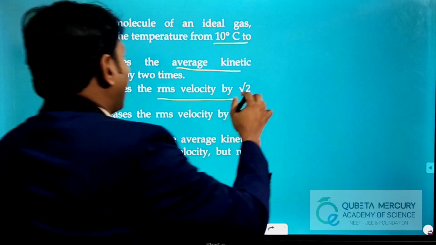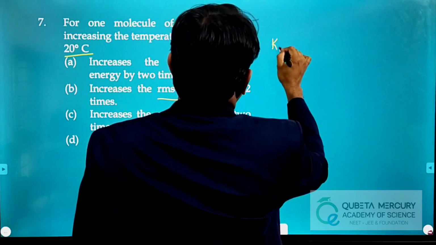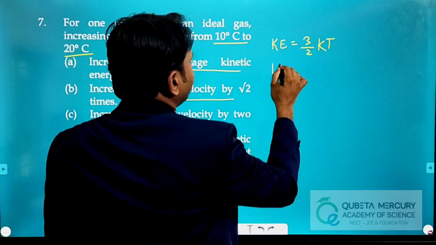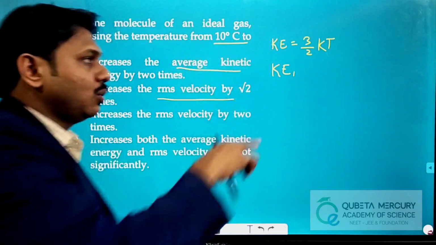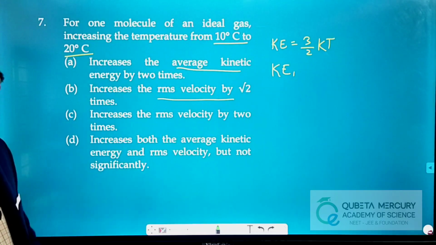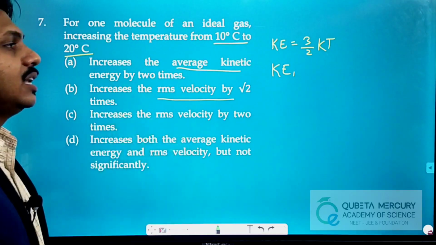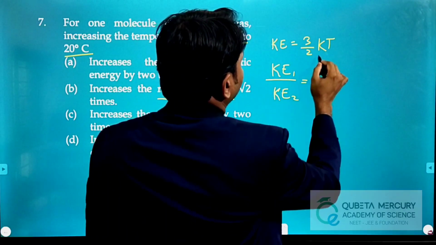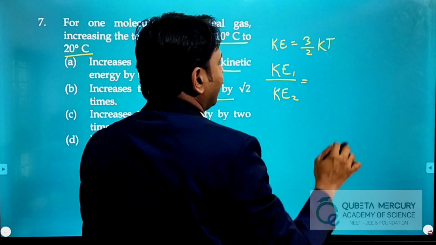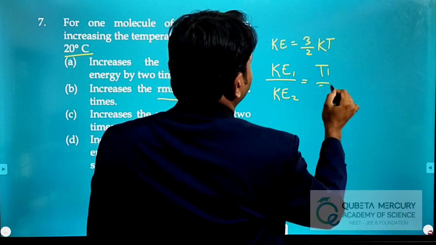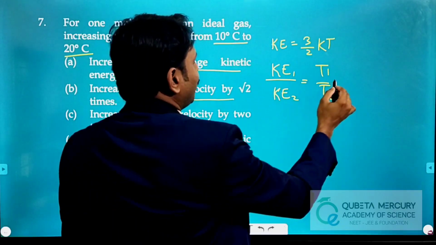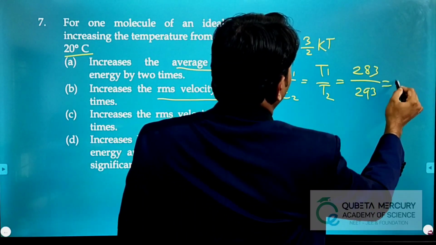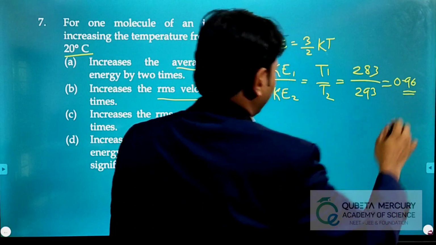First, average kinetic energy is represented as KE equals 3/2 kT, isn't it? So I am taking two cases: KE1 with the temperature T1, that is 10 degrees Celsius, that is 283 Kelvin, and 20 degrees Celsius as KE2. Taking these two conditions, the 3/2 k will be cut off, then we will have T1/T2, right? So T1 is 283 and T2 is 293. This will be close to 0.95 or 0.96.